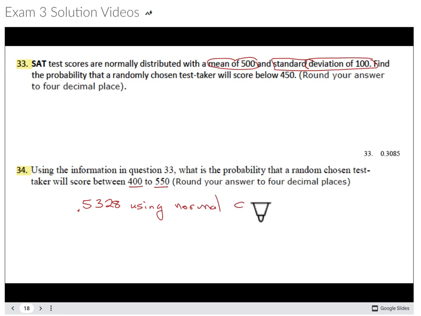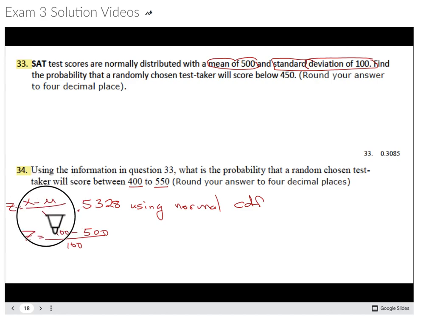Using the normal CDF. And again, we can do the same thing to get the z-scores. So the lower z-score is going to be 400 minus 500 over 100. And those are the mean and the standard deviation. Z is x minus the mean divided by the standard deviation. That's going to give us -100 over 100. So that's -1 standard deviation, so one standard deviation below.